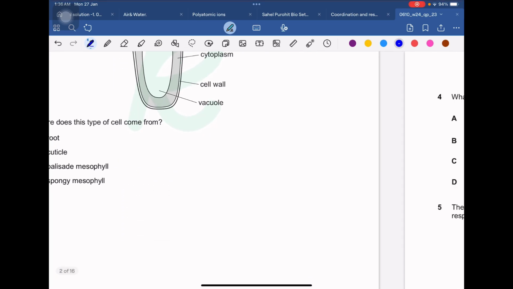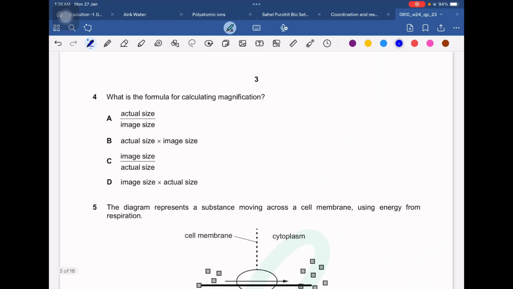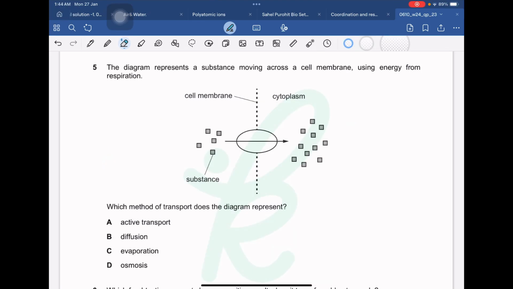Let us move to the next question, that is question 4. What is the formula for calculating magnification? So when I write the formula for magnification, magnification is image upon actual. So for that, the appropriate answer will be option C. Now let us go for question number 5.